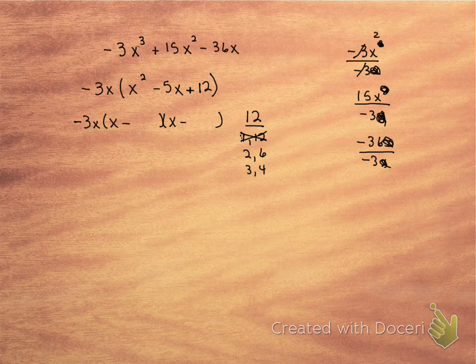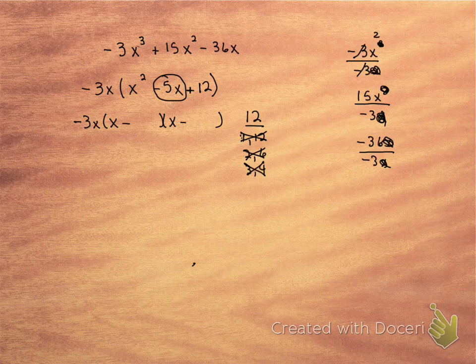Now let's look at 2 and 6. 6 minus 2 would give us a 4, and 2 minus 6 would give us a negative 4, but we need a negative 5. So that pair doesn't work. And 4 minus 3 is 1, and 3 minus 4 is negative 1. So that pair isn't going to work either.